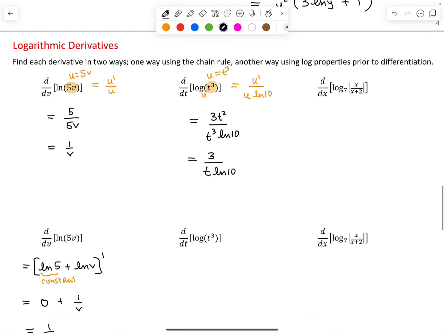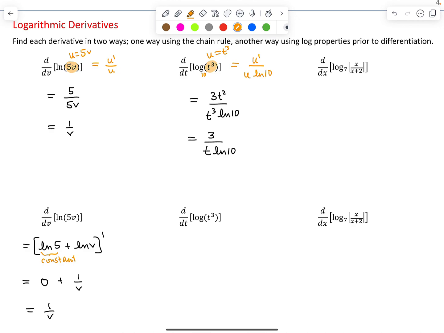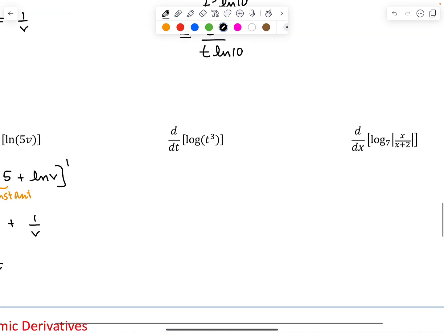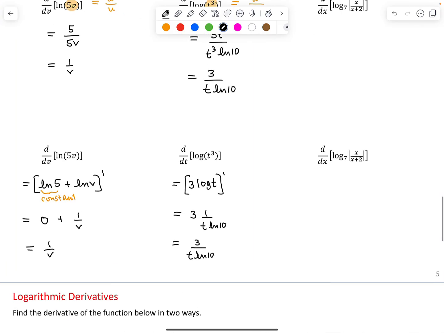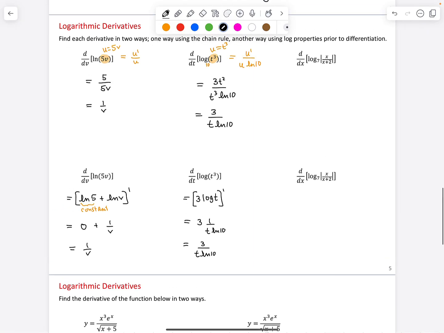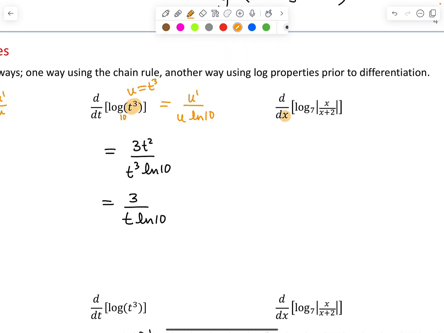Let's do this derivative next, using a property of logarithms first. We have log of a base to a power, so I can first bring that power down as a coefficient using a log property, and think of this function as 3 times the log of t. We're going to differentiate this instead. Well, the 3 will stay because it's constant times a function, and the derivative of log t is 1 over t times natural log of the base, 10. And so this is just the same thing as 3 over t natural log 10, confirming our result above using the chain rule instead.